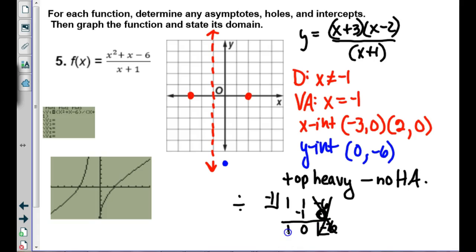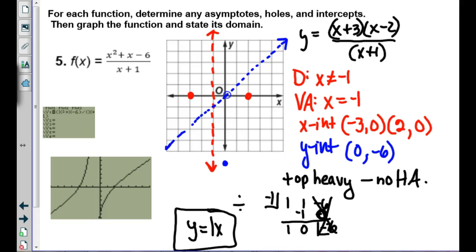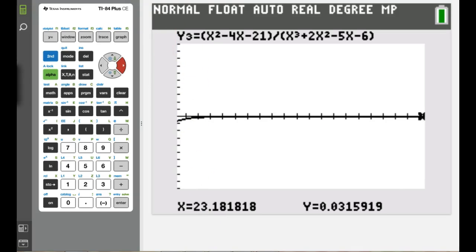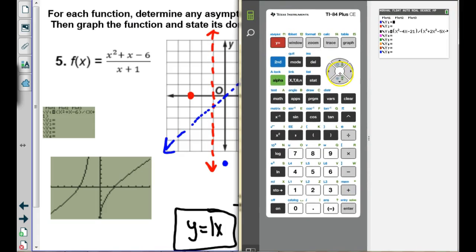Did anyone else get this? Did I do that part right? So it's just y equals x, or 1x. Okay? This is our end behavior equation. Is that pretty easy to graph? Y equals 1x would look like this, right? All right. So when we go to graph this on the calculator, go to y equals, and we type it in.